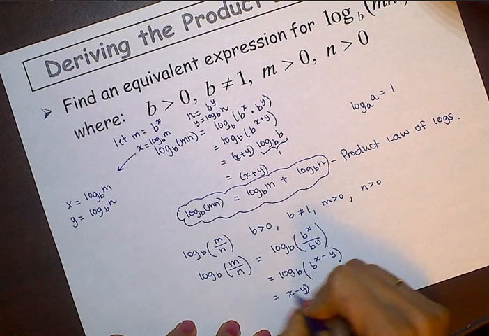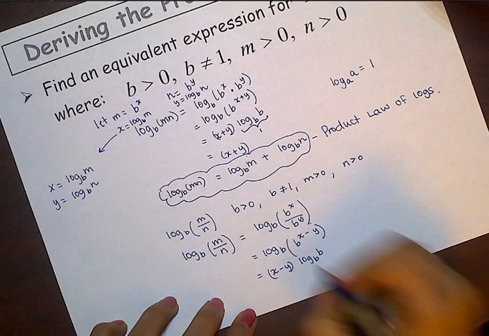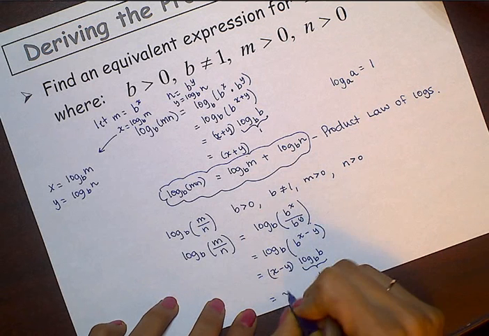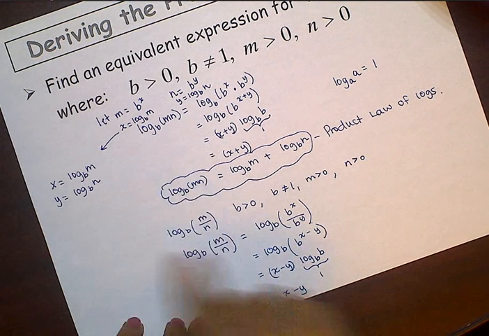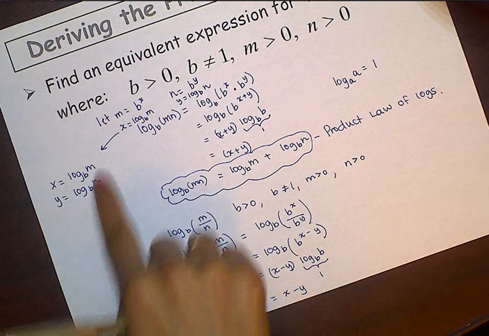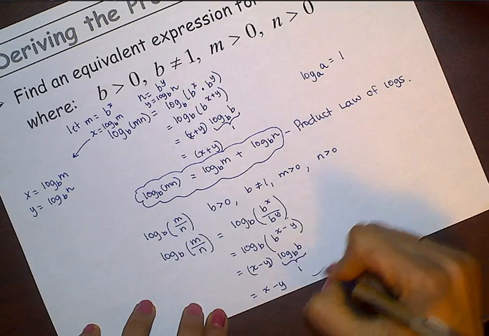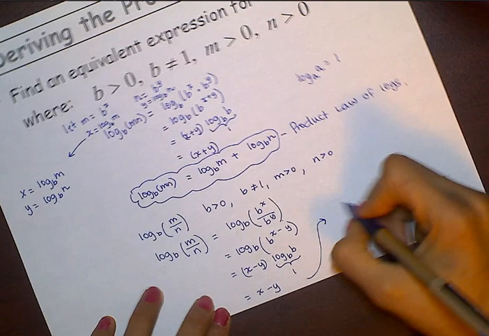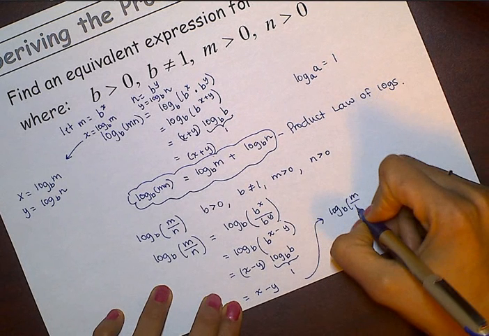And we all know what x minus y is. It's just equal to log b of m minus log b of n. I'm just going to substitute that in right there. Just need a little bit more space here. So it's going to equal that log b of m over n is now equal to log base b of m minus log base b of n. And that is basically called my quotient law of logs.